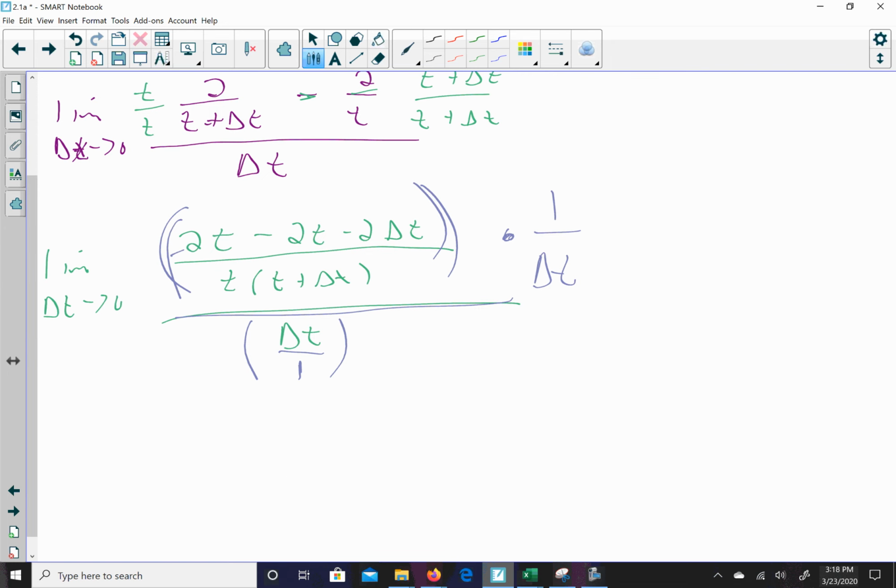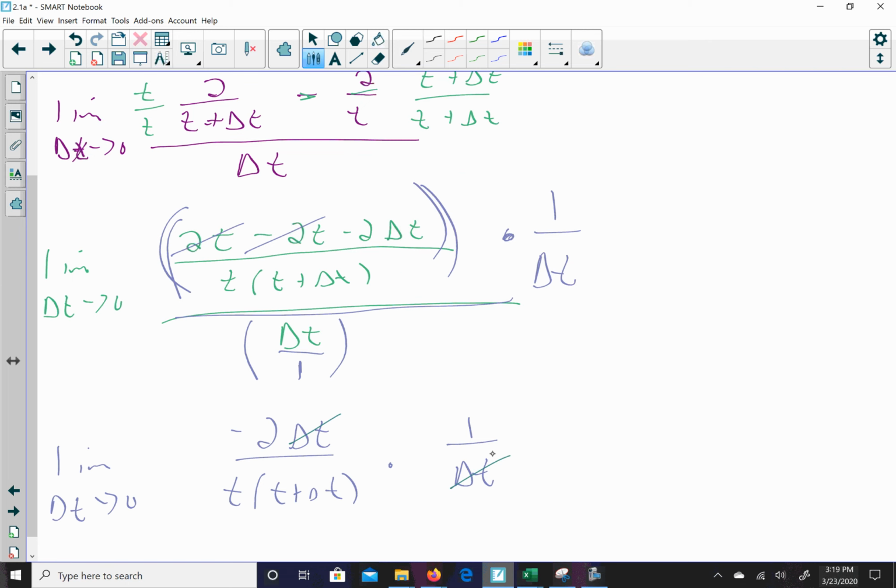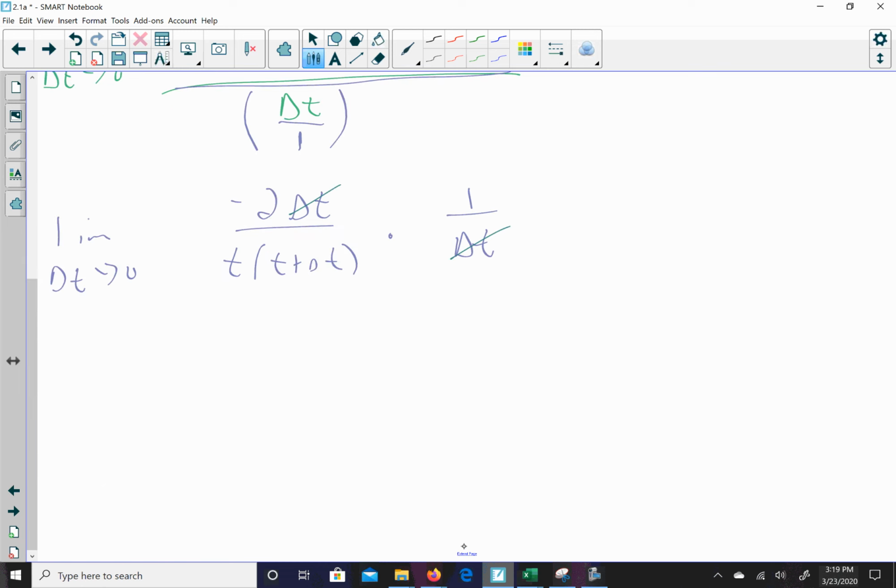What I notice here is that the 2t and minus 2t is equal to 0. So I'm left with negative 2 delta t over t plus delta t, and I'm multiplying by 1 over delta t. And I forgot to write, would never forget to write, limit as delta t approaches 0. Now I can see that these delta t's will simplify, and I'm left with substituting in the 0, because now I can substitute in the 0. I am going to have negative 2 over t times t plus 0. So I'm going to end up with negative 2 over t squared. And that's my derivative.